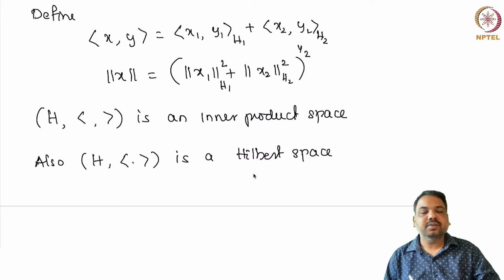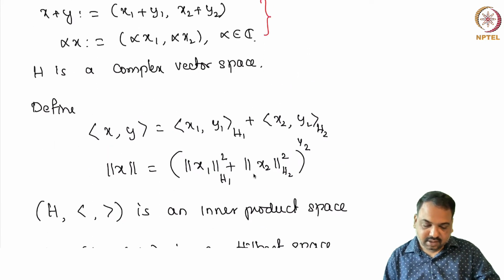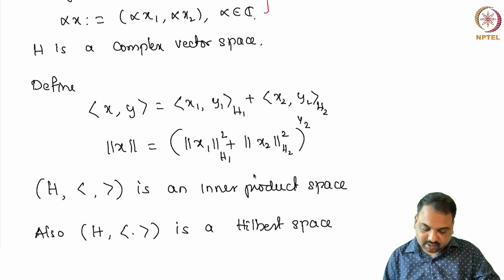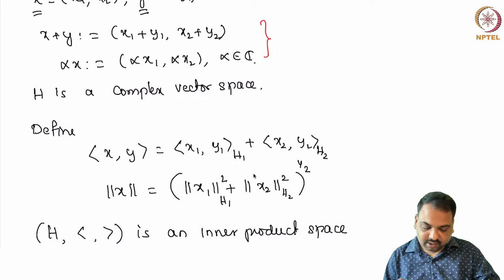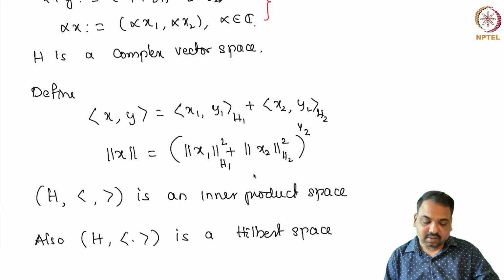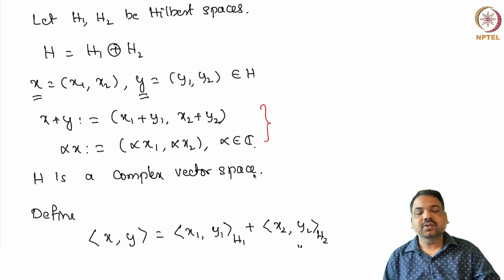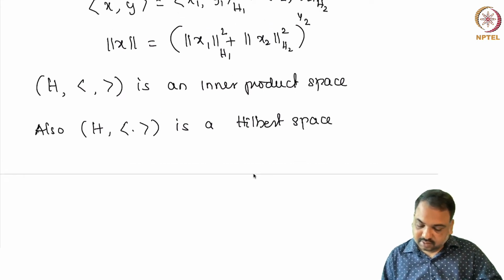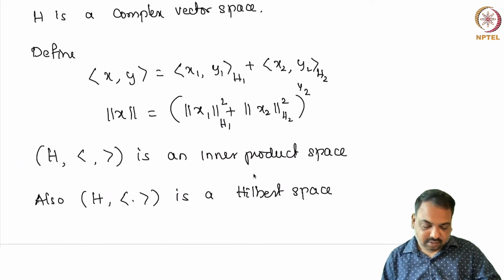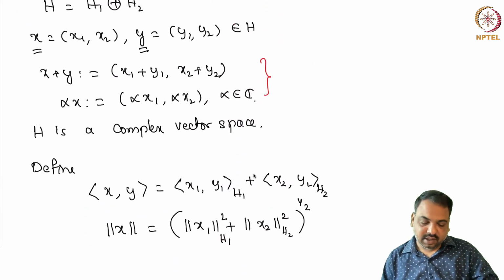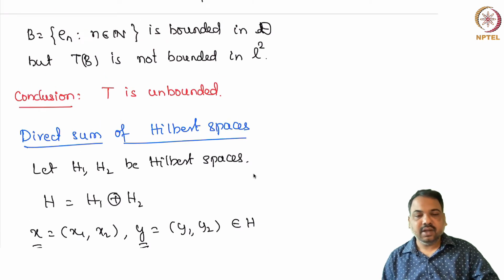The other way is also true. If you start with two inner product spaces H1 and H2, define H in the way we have defined, and define the inner product in this way, if this is a Hilbert space, we can automatically show that H1 and H2 are Hilbert spaces. Okay, so we found a Hilbert space from two different Hilbert spaces. In fact, we can take the direct sum of finitely many Hilbert spaces in the same way, and in fact countably many and uncountably many also.